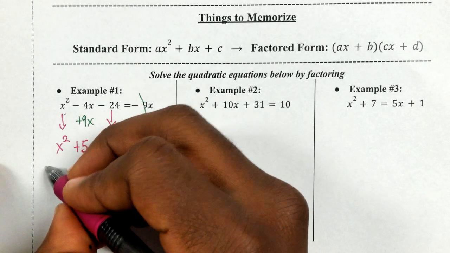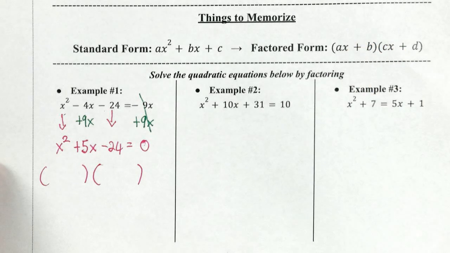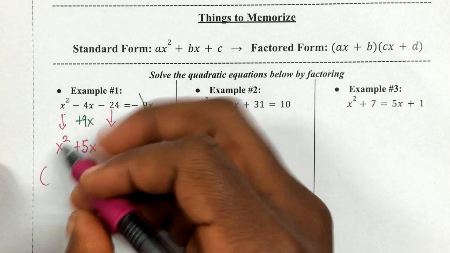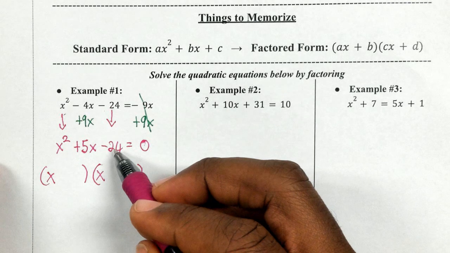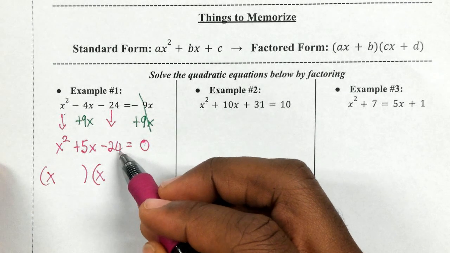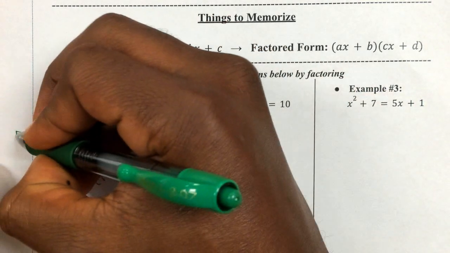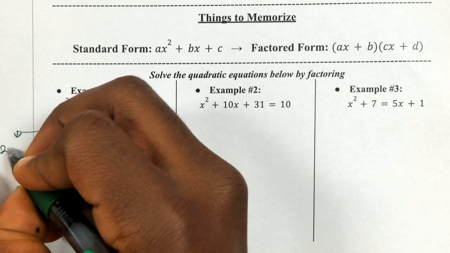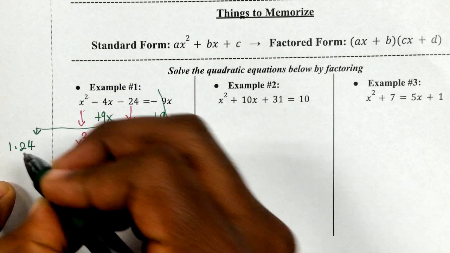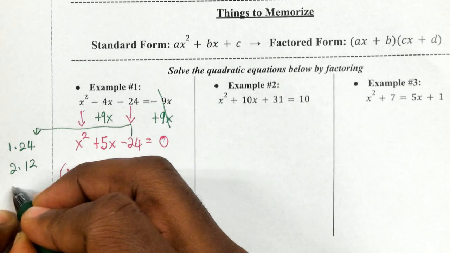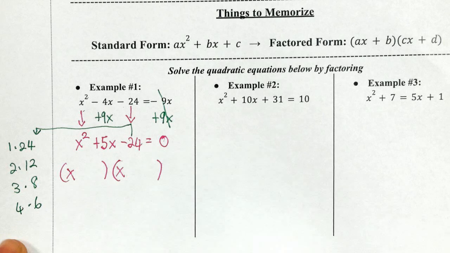Factored form is 2 pairs of parentheses. To get an x squared, we're going to put an x and an x in the front. Now we're going to find all the numbers that multiply together to give me 24. Those numbers are 1 and 24, 2 and 12, 3 and 8, 4 and 6.